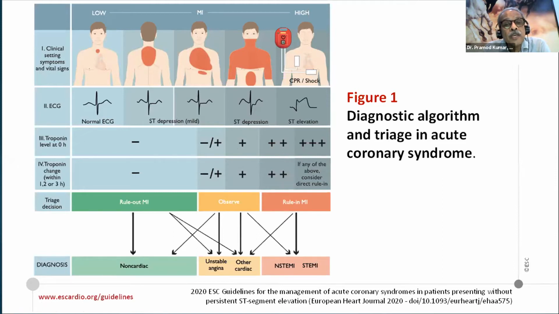The third group is where the ST changes are much more pronounced, and there are hemodynamic changes. The patient is in a very high risk group, ST elevation or non-ST elevation. So this is again going into a very high risk group.